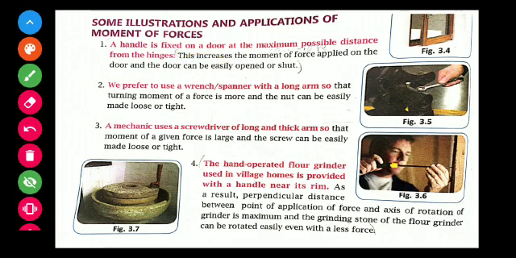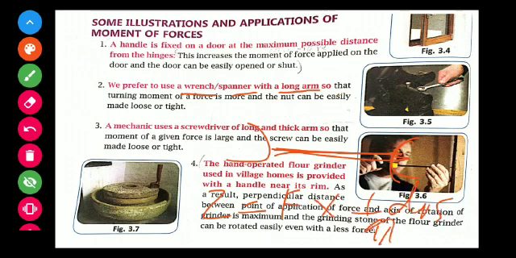Second, we prefer to use a wrench or spanner with a long arm to unscrew a nut. Why do we use the long arm wrench? Because with the long arm we increase the perpendicular distance. Because torque is equal to force into perpendicular distance, with increase in perpendicular distance there is decrease in force for constant torque. That's why we use the wrench with a long arm.